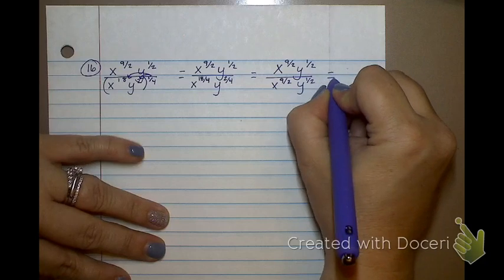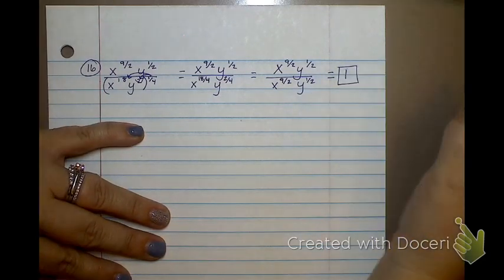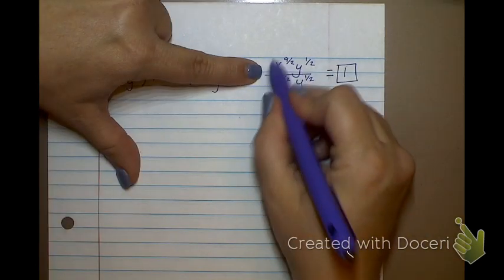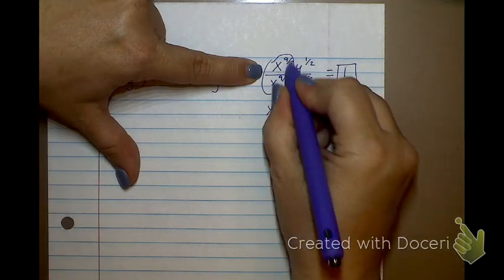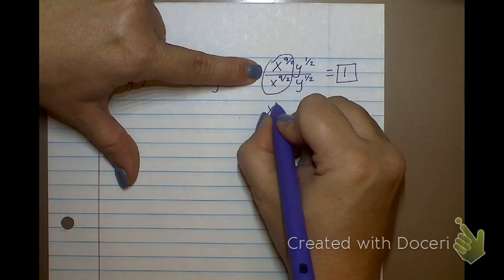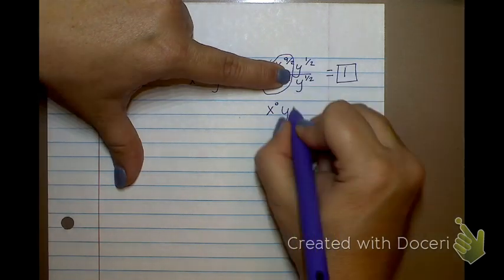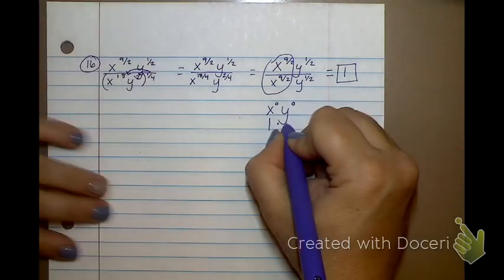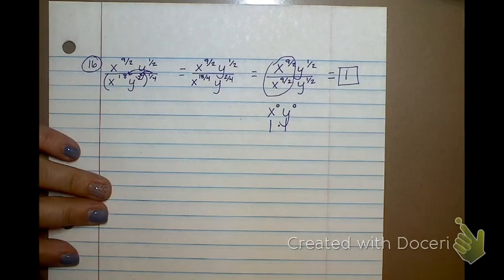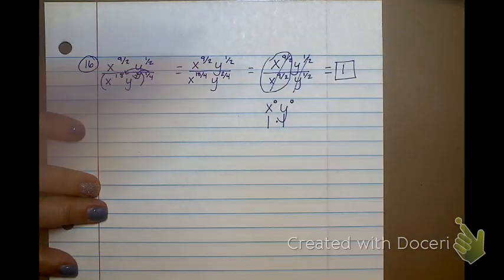What's my answer? 1. Why? Because if I took my x's and I did that top minus bottom thing, I would end up with x to the 9/2 minus 9/2, which is 0. And with the y's, 1/2 minus 1/2 is 0. Well, x to the 0 is 1, y to the 0 is 1, and 1 times 1 is 1. So that's the reason why, when things cancel out, you're left with 1.